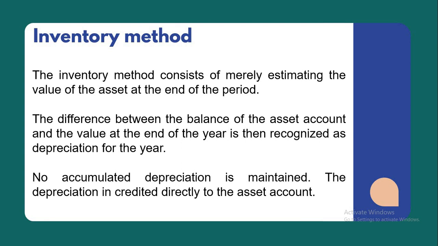Now, the difference between the balance of the asset account and the value at the end of the year is then recognized as depreciation for the year. No accumulated depreciation is maintained. The depreciation is credited directly to the asset account. So, wala daw accumulated depreciation account ani. So, any decrease in the cost or the value of the asset shall be credited directly or charged directly to the asset account.